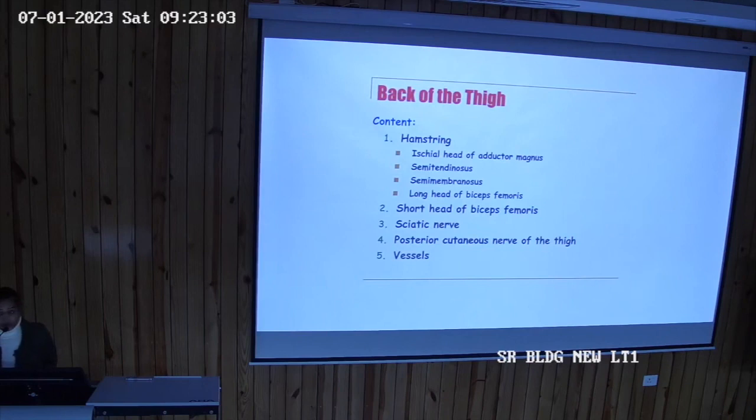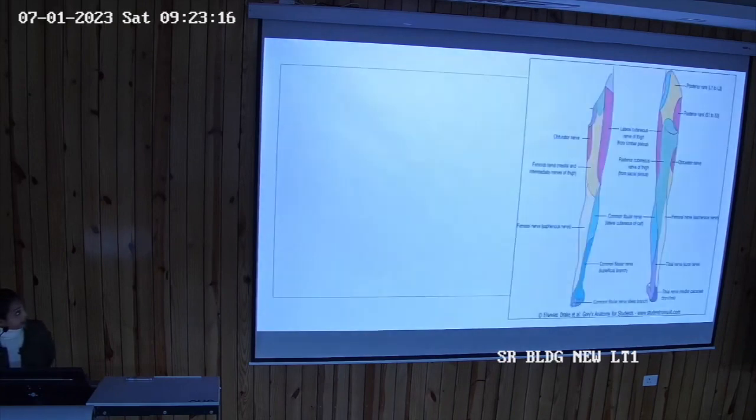and long head of biceps femoris. Together, these are known as hamstring muscles. They help in walking and running. Short head of biceps femoris, sciatic nerve, posterior cutaneous nerve of thigh, and vessels.